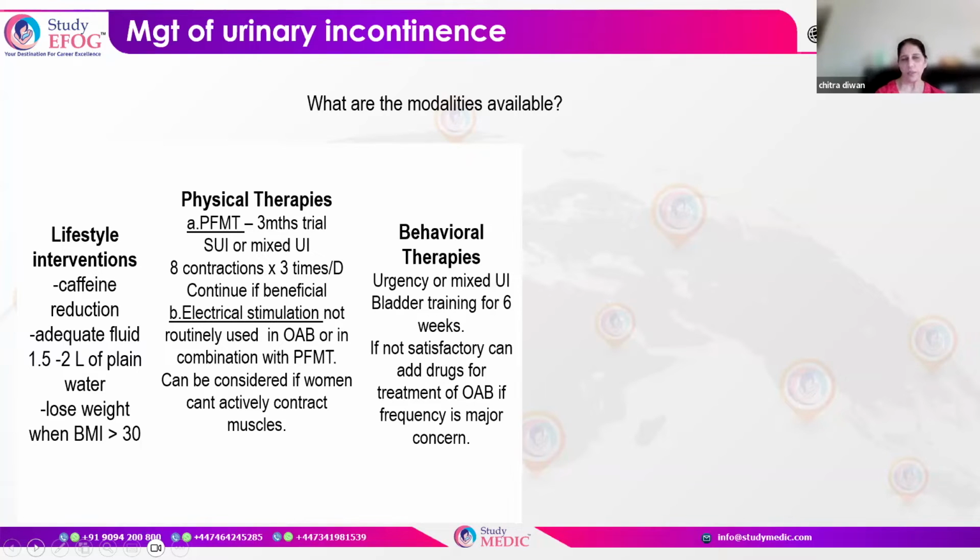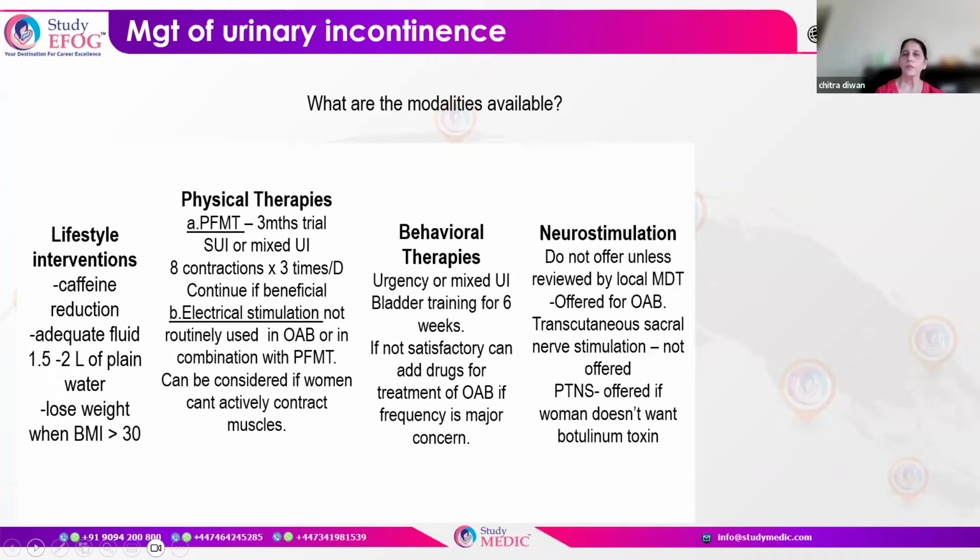Then you have behavioral therapies. So this is basically done for urgency or mixed urinary incontinence. In this, bladder training is advised for a period of 6 weeks. If it is not satisfactory, that means the symptoms are not well controlled, then you can add some drugs, especially like if frequency is a major concern, then you will add some medicines to this behavioral therapy.